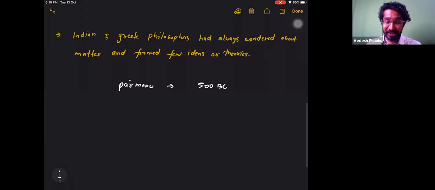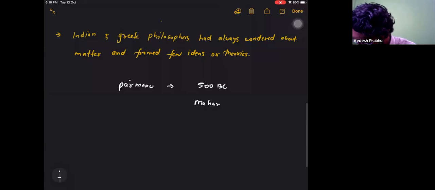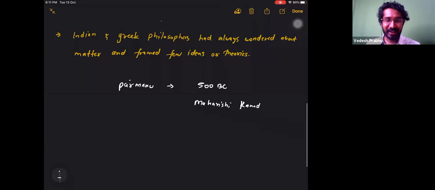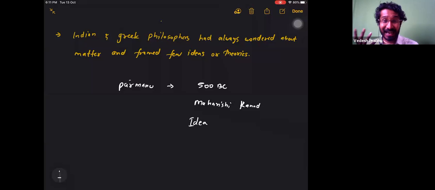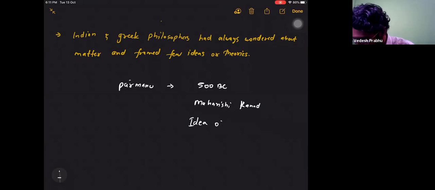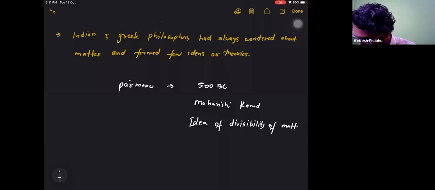There's this Maharishi, Maharishi Kanad, who had this idea of divisibility of matter. As I told you, it was just an idea. You have to prove it. If you cannot prove it, then we cannot accept it. So the idea of divisibility of matter was just an idea.